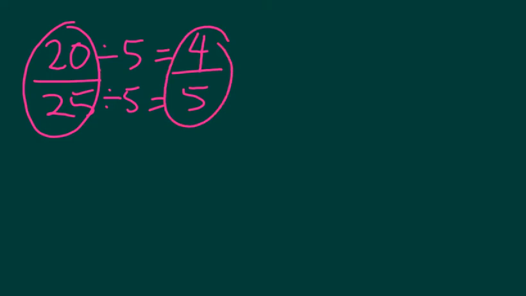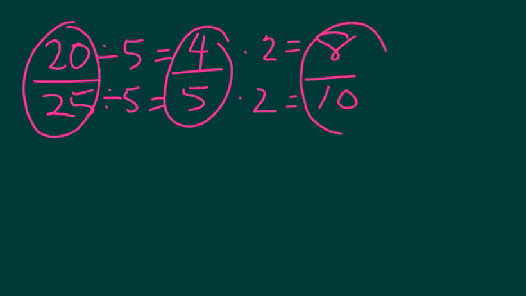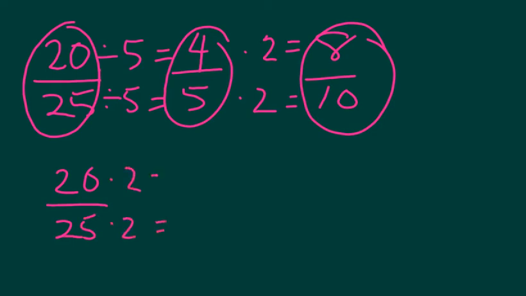Now, could I make another equivalent fraction? Sure. I could take 4/5 and multiply it by 2. That's going to be 8/10. Is that an equivalent fraction? Yes, that's an equivalent fraction. To all those, I could take 20/25, which was my original, and multiply that by 2. And I would get 40/50.